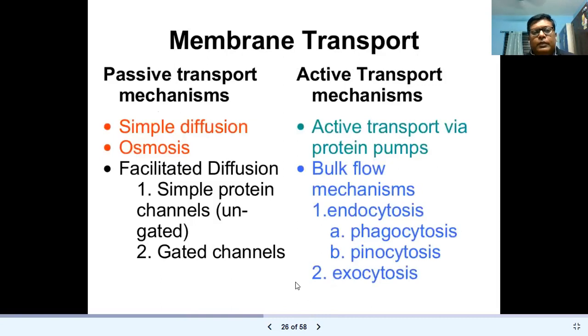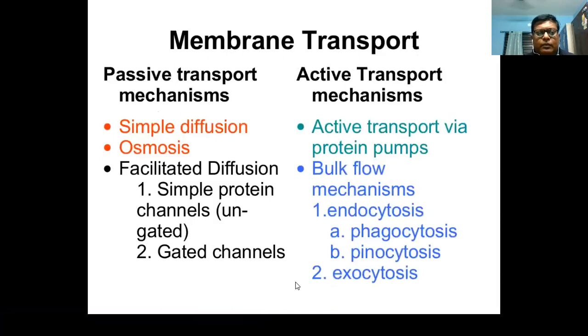Now, we are coming to membrane transport. Membrane transport can be classified into two parts. Basically, what is transport? It is the passage of any molecule across the membrane. That is called membrane transport. There are two types of membrane transport. One is the passive mechanism, another is the active mechanism.